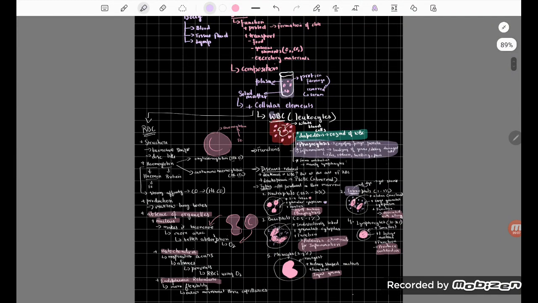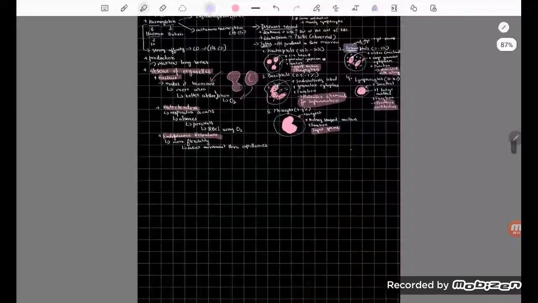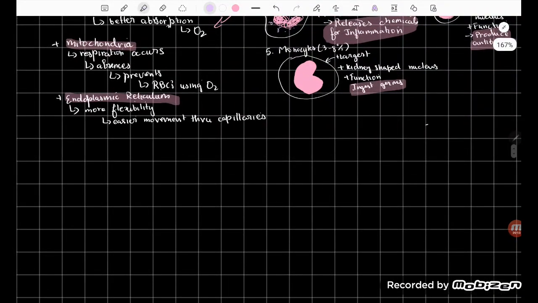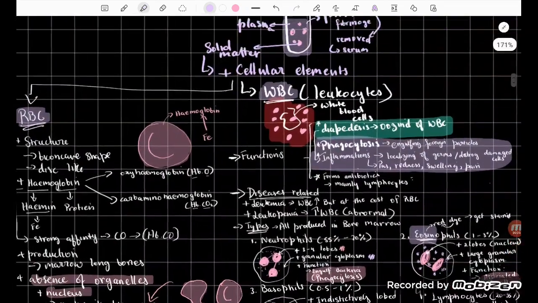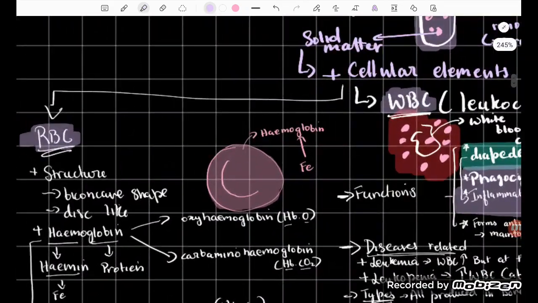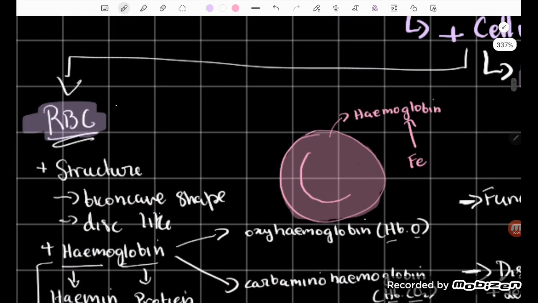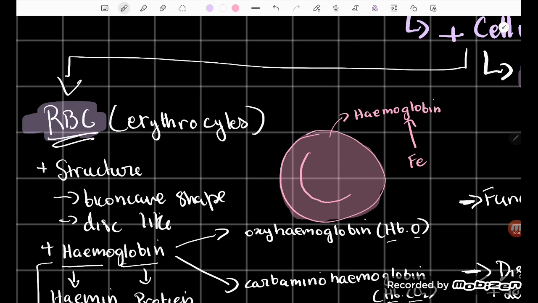Let me do this highlighting too, because why not? Now, once that is done, oh, that's much of it done. So, RBCs, okay, I have not written this down. These are called erythrocytes. Remember this because it is important.